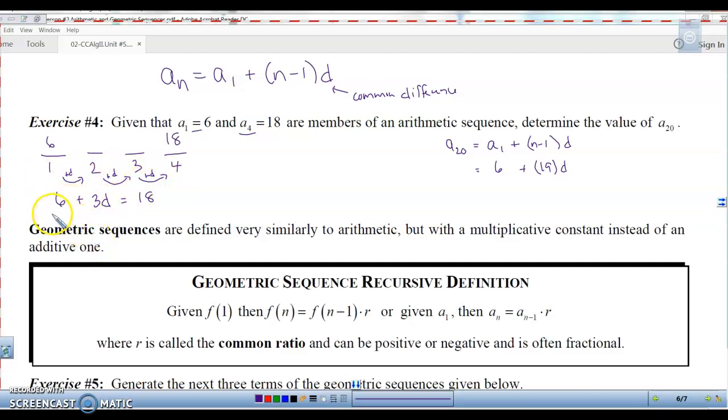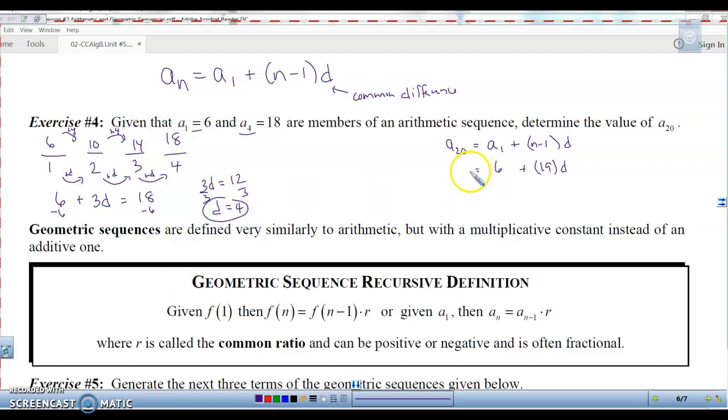All right, let's solve this for d. Subtract the 6. 3d equals 12. Divide by 3, and that means that d is equal to 4. Okay, so that means we are going to add 4 each time. So if I add 4 here, let's make sure this works. This is going to be 10. Add 4 here, that makes this 14, and add 4 is going to be 18. So that's the correct d.